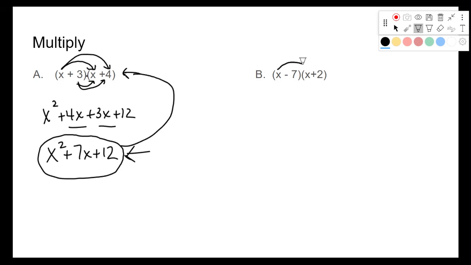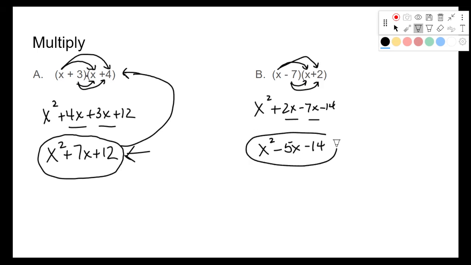So let's take the x. We'll distribute it to each one. X times x is an x squared. X times positive 2 is a 2x. Then we'll take negative 7 and distribute it. Negative 7 times x is negative 7x. Negative 7 times 2 is negative 14. I'm going to put my like terms together. I get x squared minus 5x minus 14. And this is the correct multiplication of those two binomials.